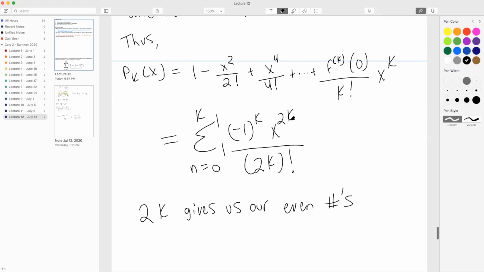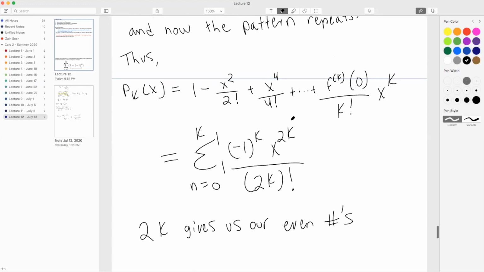All right, and this is good motivation as to why we call cosine an even function, because in its Taylor series expansion, all of the powers of cosine are even. All right, so that's kind of cool.